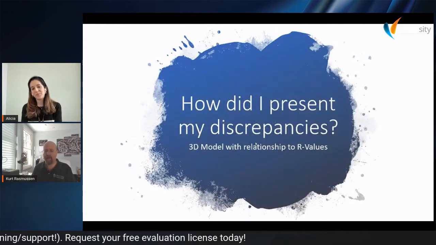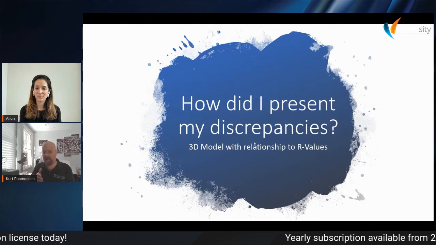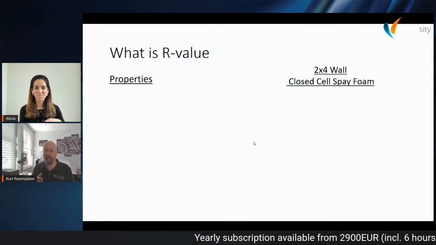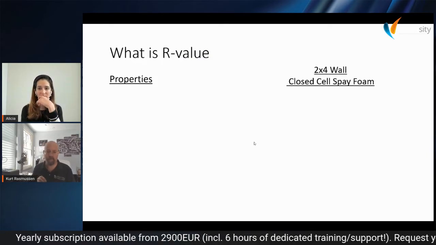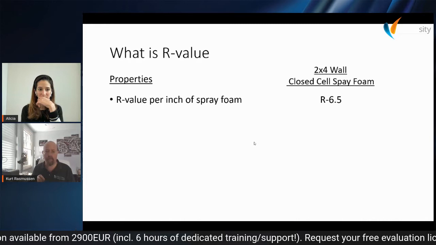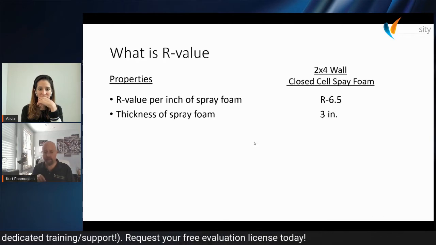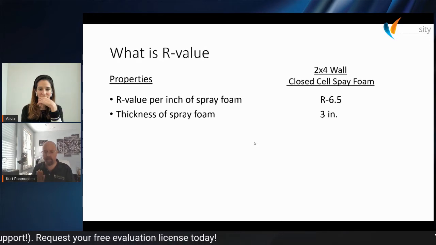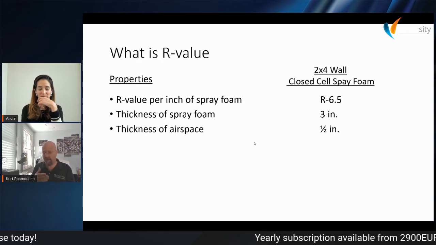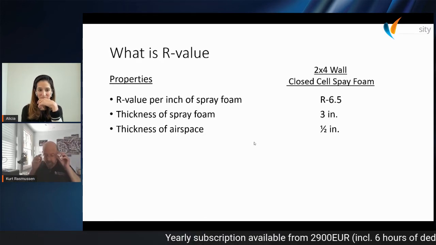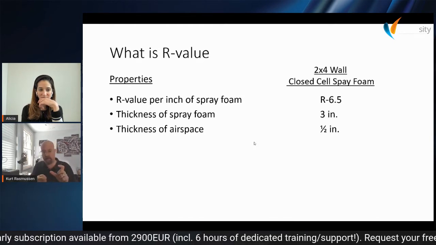So I said, well, how can I represent my discrepancies without just putting blue tape everywhere? Let's get deeper into what our values are. Like I said, I'm dealing with a 2x4 wall, which is closed-cell spray foam. The R-value per inch of spray foam is 6.5. If we look at the thickness of spray foam they would need, they can put in 3 inches. That leaves a thickness of 1/2 inch of airspace. This is another thing: when they would come through, one guy would mark it, and he would stick a wire through, and he had a 3-inch spackle blade.